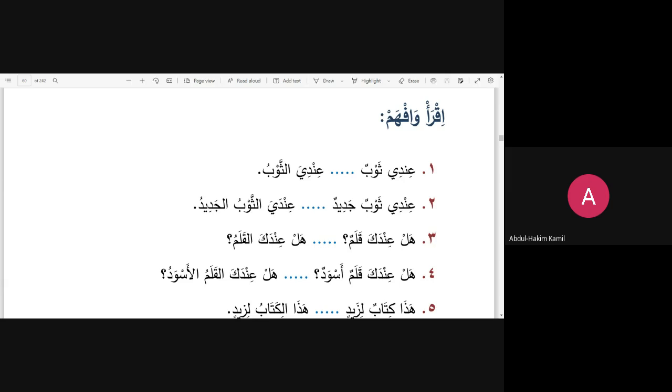Indi thawbun jadidun, I have a new thawb. Indi al-thawbul jadid, I have the new thawb.